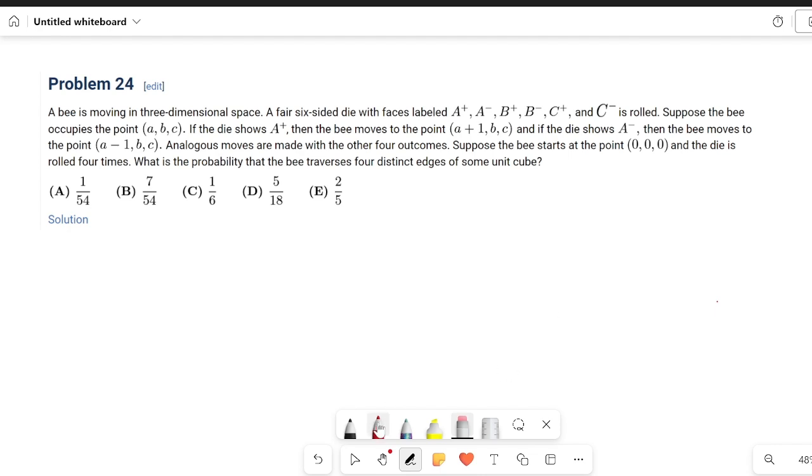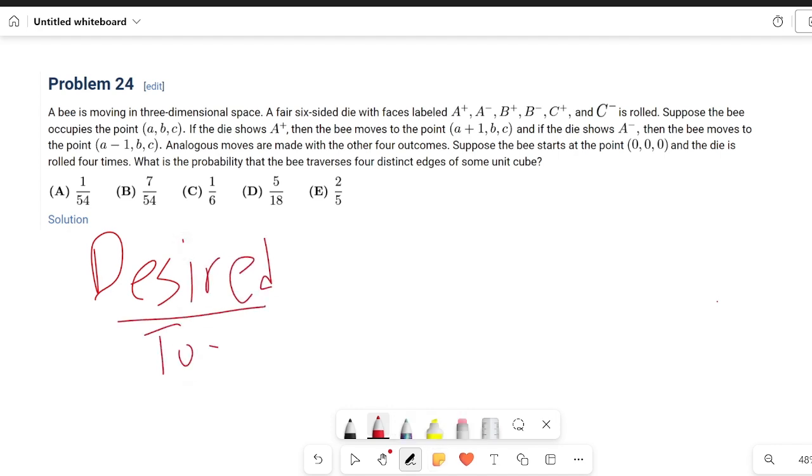So, let's actually start by setting up our probability. So, probability equals desired outcomes over total outcomes. So, of course, what is our total outcomes? We spin the die 4 times, and there's 6 faces on the die, so just 6 to the 4th. So now let's try to find our desired outcomes. And to do this, we will just basically simulate every one of the 4 rolls and see how many combinations we can get that will be desired and that will form the unit cube.